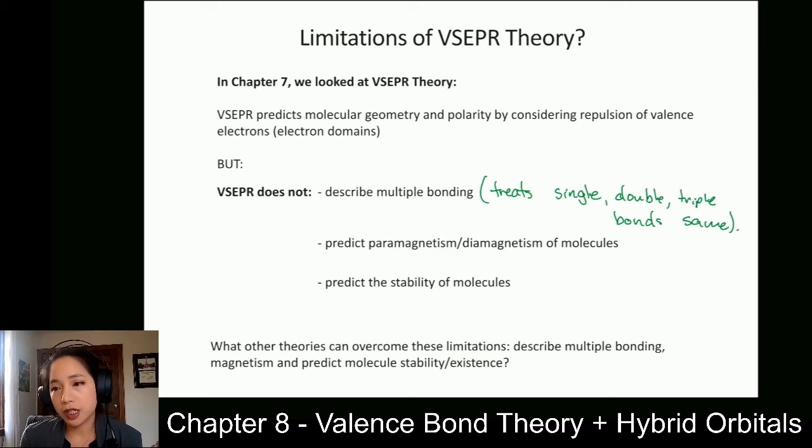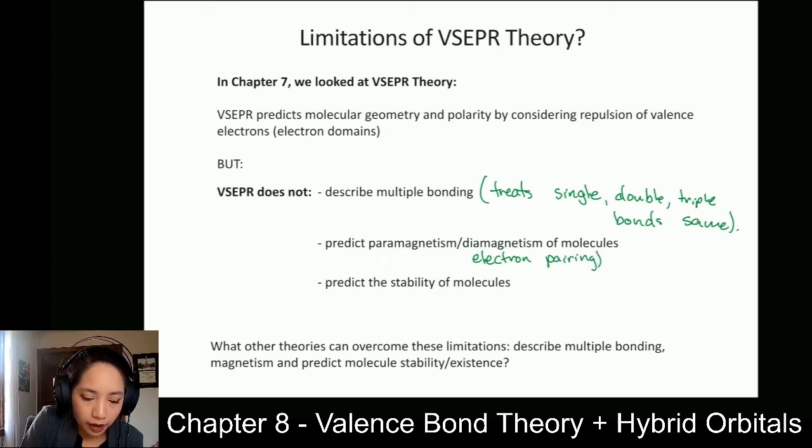Also, what VSEPR theory doesn't do is predict paramagnetism or diamagnetism in molecules. We can use orbital diagrams to predict paramagnetism in atoms, but once we start forming molecules, we lose the ability to predict electron pairing in these molecules. So by introducing a new advanced theory, we can now look at electron pairing in molecules.